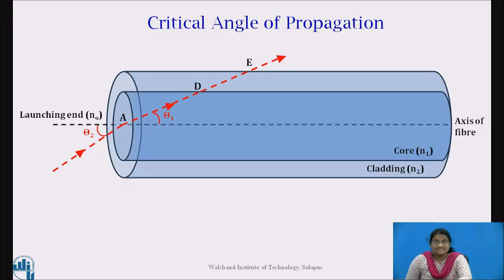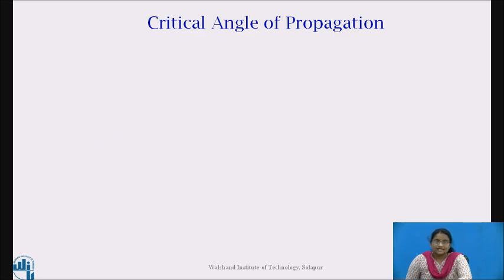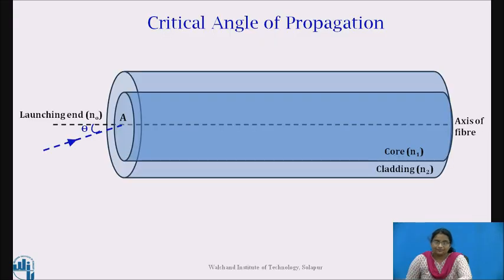Students, what does this mean? Are you getting it? Yes, it means that the ray does not propagate through the fiber. Let us next consider the other ray.